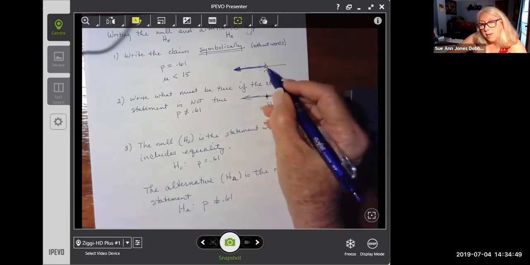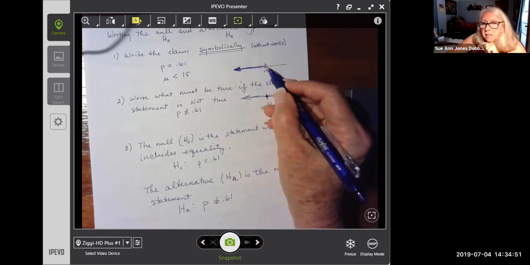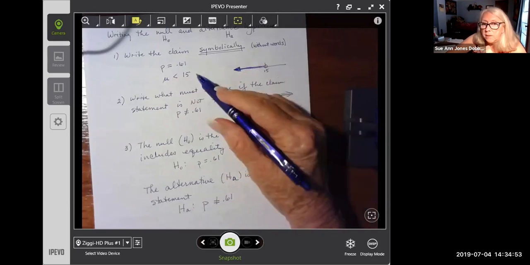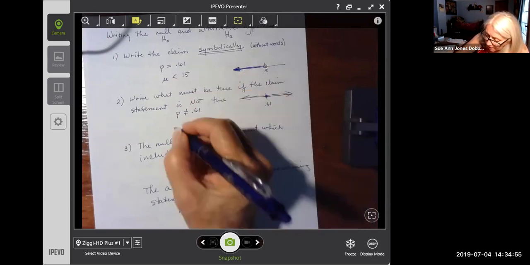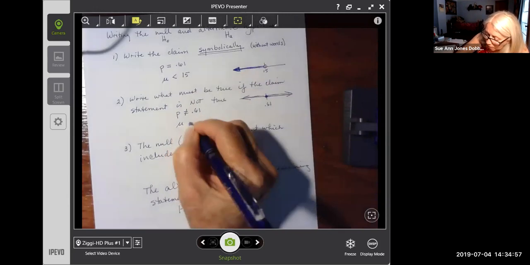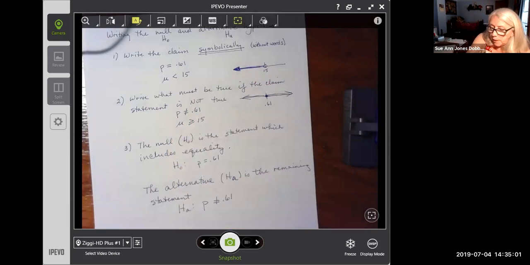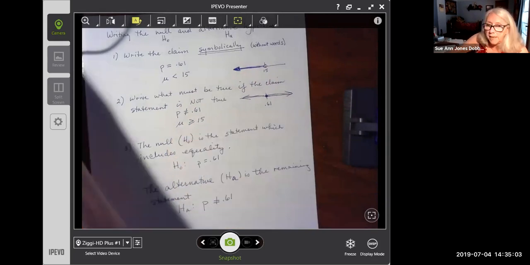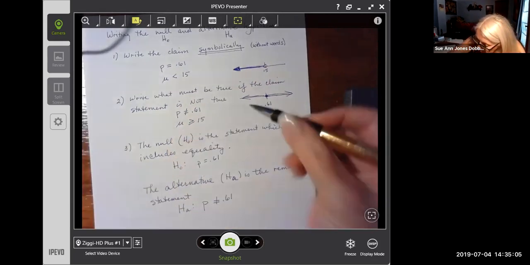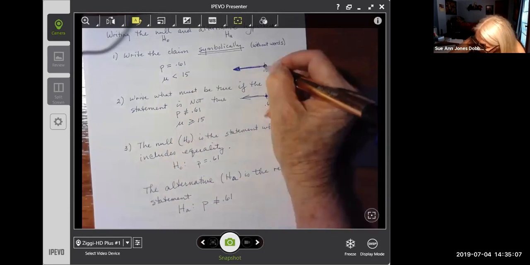Now, if this statement is not true, then the mean time must be either greater than or equal to 15. In essence, what you're doing is filling in all the rest of the number line. So it would be this point plus everything to the right.